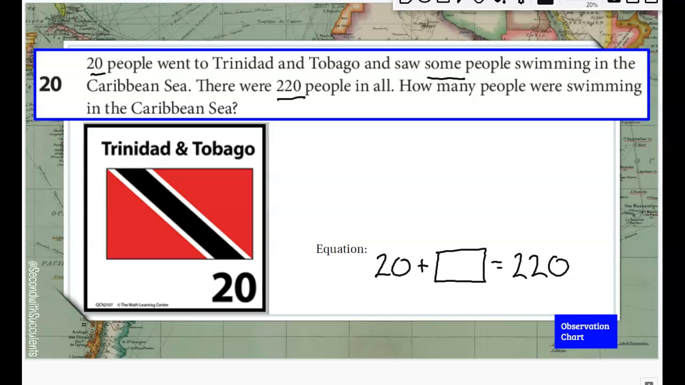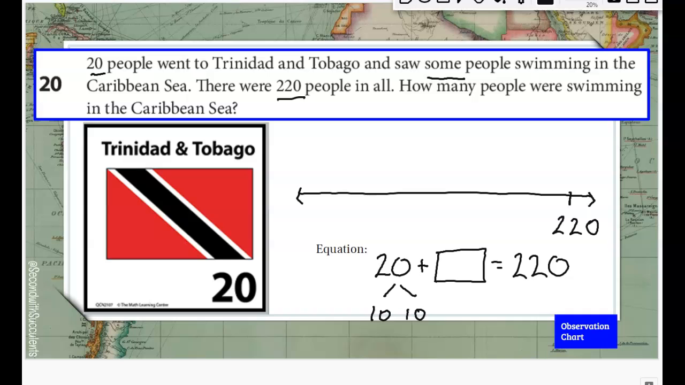Let's try this together. I'm going to draw my open number line. And I'm really looking for the difference between 220 and 20. Well, I'm going to start by putting the number 220 at the end. Well, then I'm going to start by taking my 20 away. I know that 2 10s make 20.